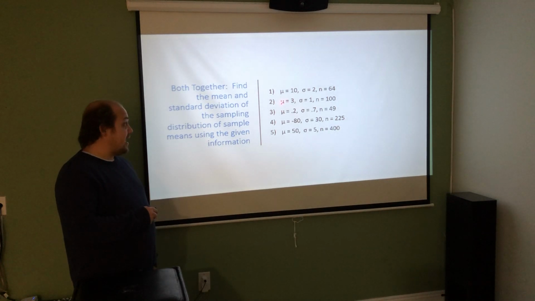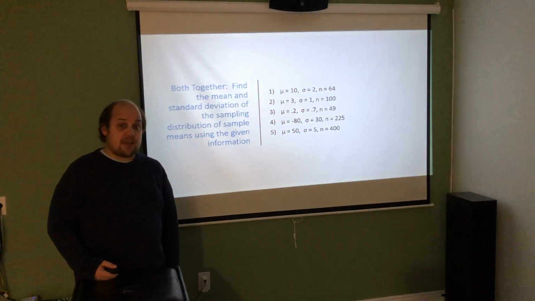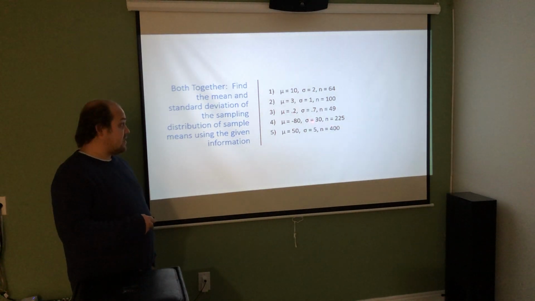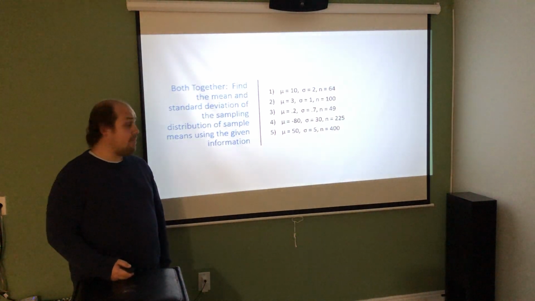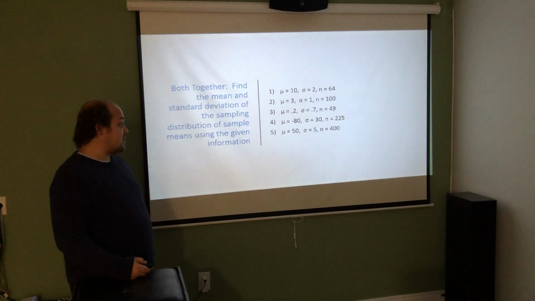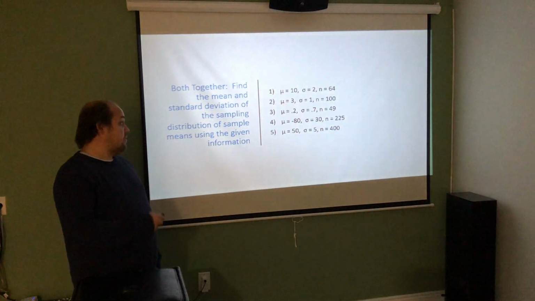For number 2, again, I'd repeat the mean. Since the mean is 3, the mean of the sampling distribution is 3. Then 1 over the root of 100 is 1 over 10, or 0.1. 0.2 is the mean of this. 0.7 divided by the root of 49, or 0.7 divided by 7, also gives me 0.1 for sigma sub x bar for this. For number 4, the mean I just report is negative 80.